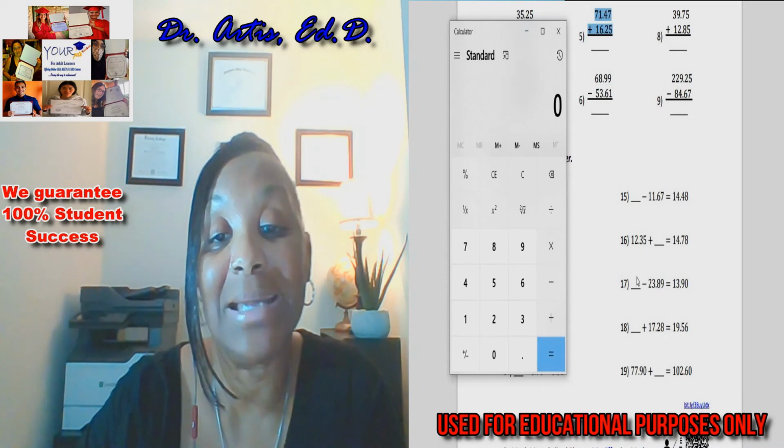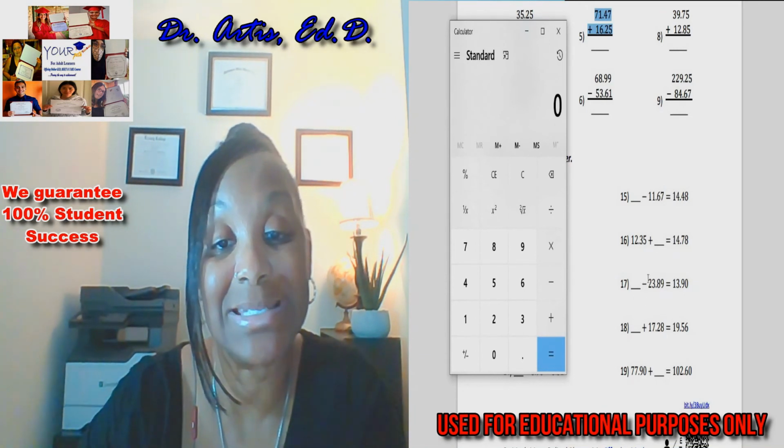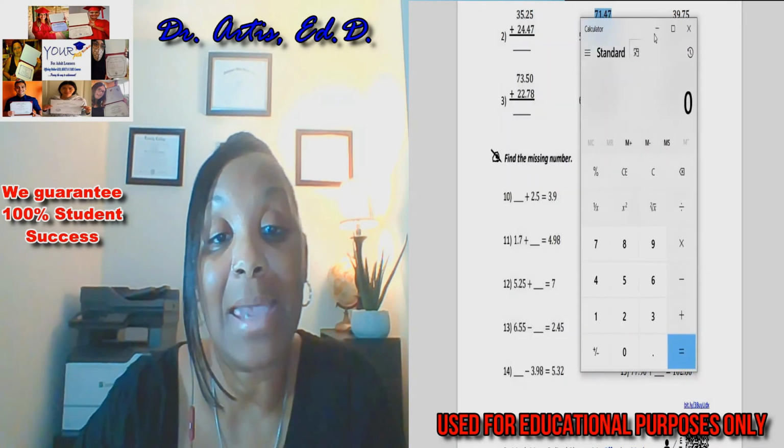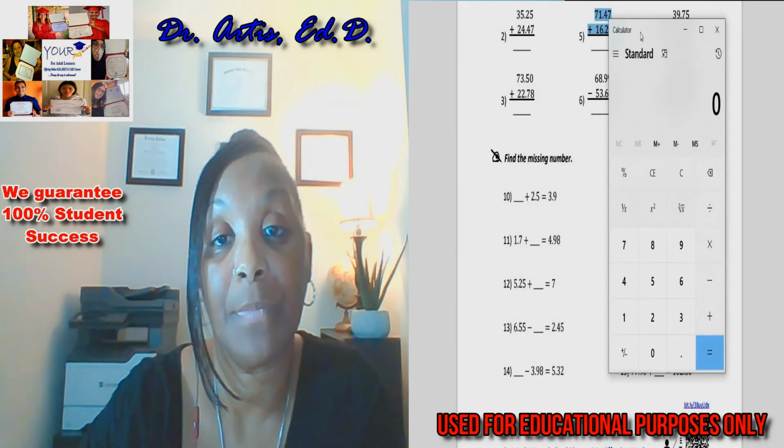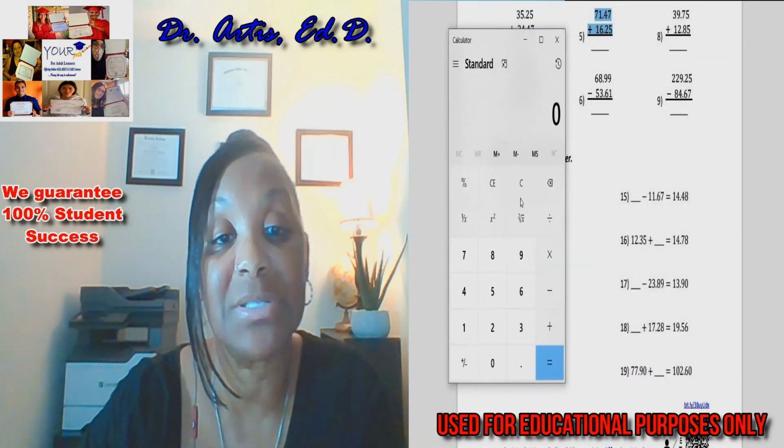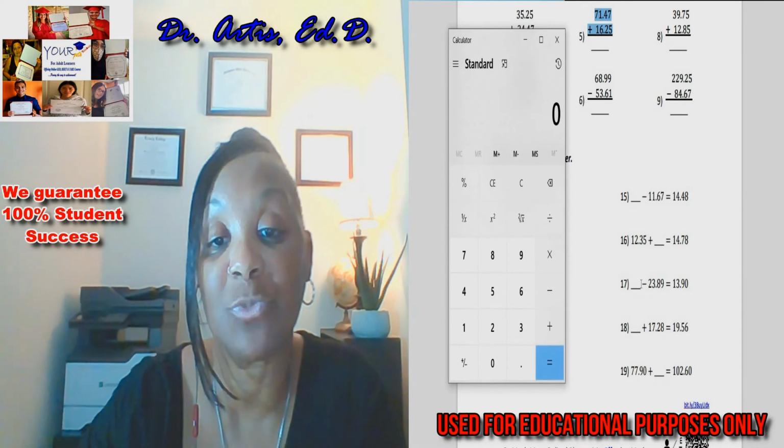So in order to find out what this missing number is, wherever you have a subtraction sign here, you need to add these two together. Likewise, if you have an addition sign here, you need to subtract in order to find the missing number. So let's do that for number 17. Because we have subtraction here, we're going to add these two.